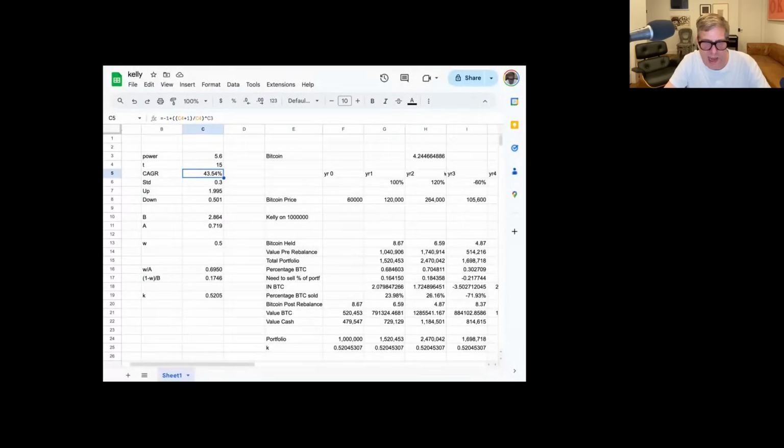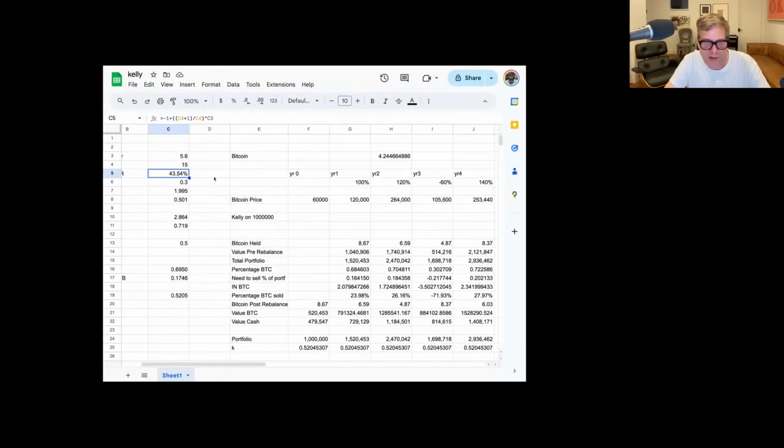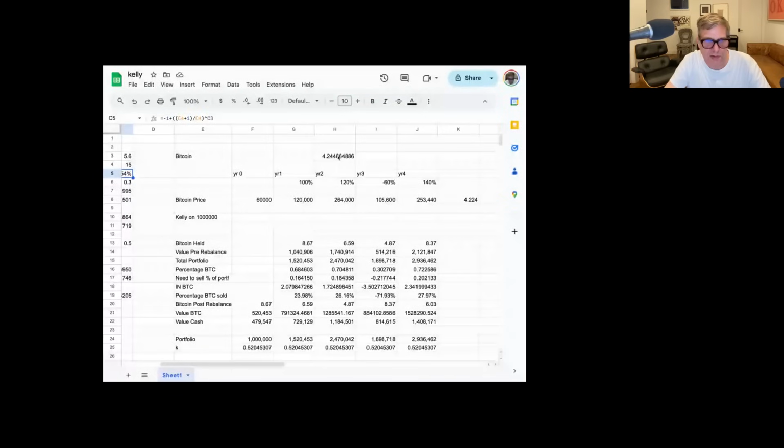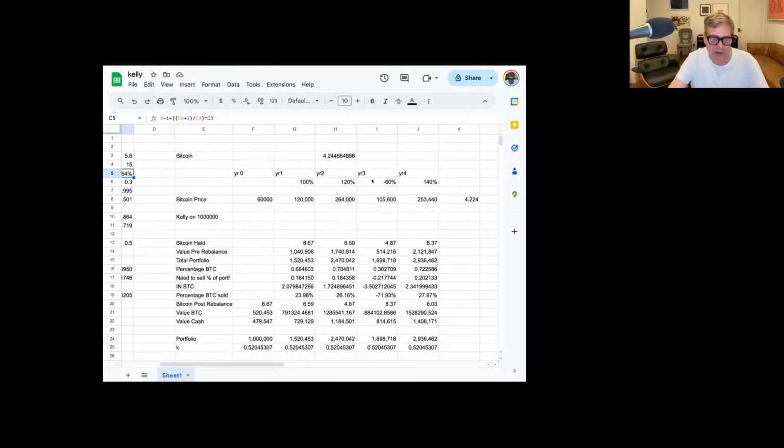So if I look at this CAGR and I say, okay, at this 43% CAGR, how much should I expect? Well, I would expect to do about 4 times my money in 4 years if I just buy and hold. Well, with this kind of scheme here, you actually do about 4.2 times your money. See, it's about the same, right? Except we have a lot of volatility.